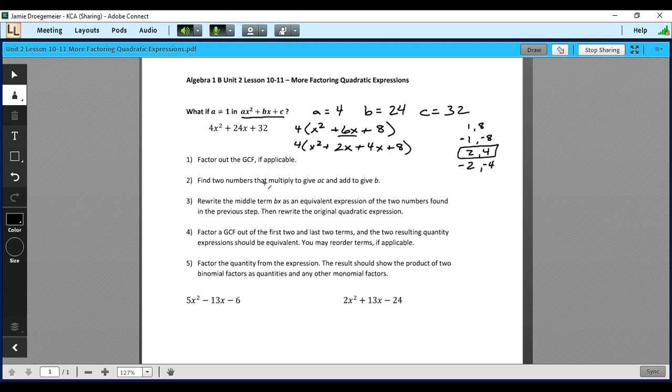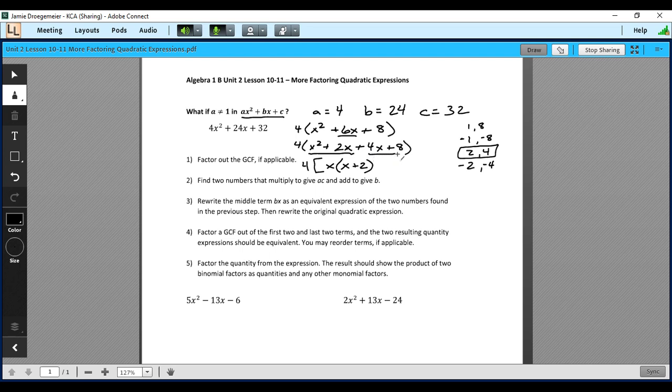All right, so we found our GCF. We found the two numbers. We've rewritten that middle term, so we have our quadratic expression here. So our next step then is we want to factor out a GCF from the first two and the last two terms. So we're looking for what's the GCF of those two, x squared and 2x. Well, I could factor out an x from each of those terms. So x times x would give me x squared. x times a positive 2 would give me 2x. So we took those first two terms and factored out the GCF.